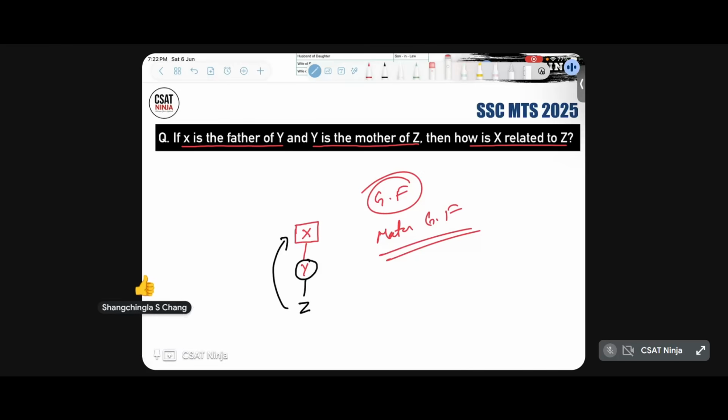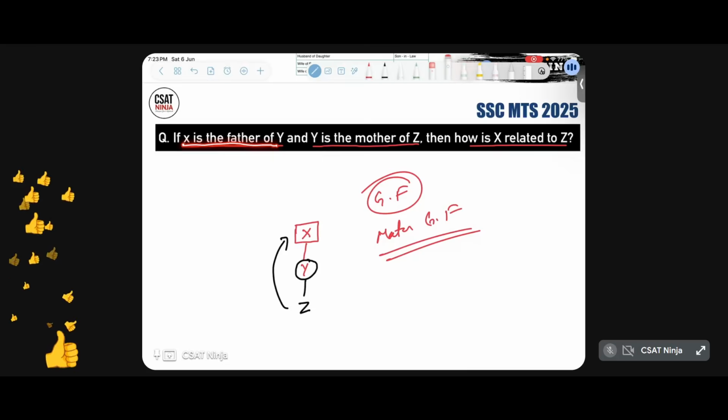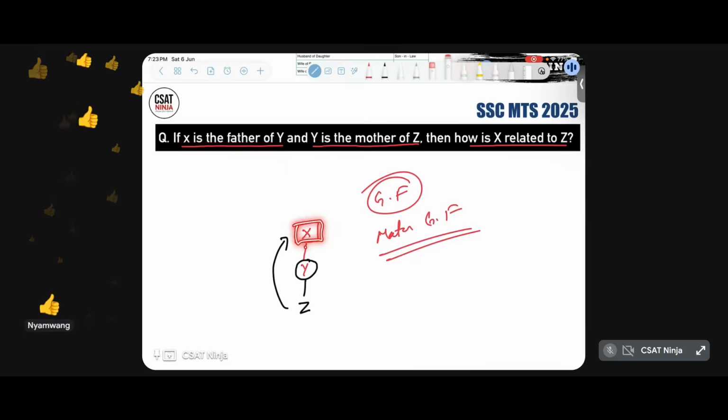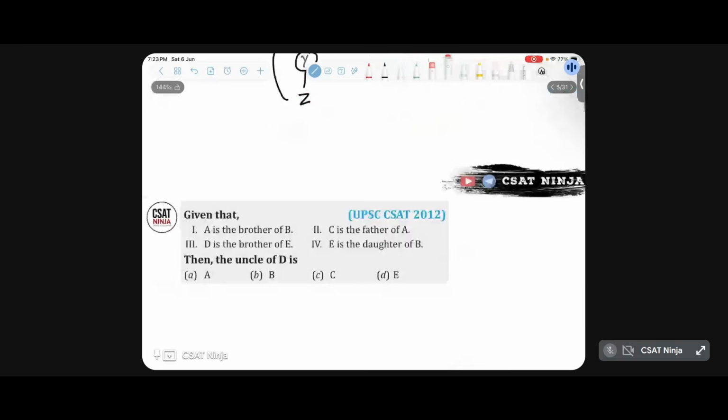So very simple. We are starting with a very simple question. First statement, X is the father of Y. That means X is the father of Y. They are in different generations. Firstly, I don't know the gender of Y, but next, what I can say is Y is the mother of Z. That means Y is the mother of Z. I've written that, and we are just asked the reference about this one. Let's move on to the next question.